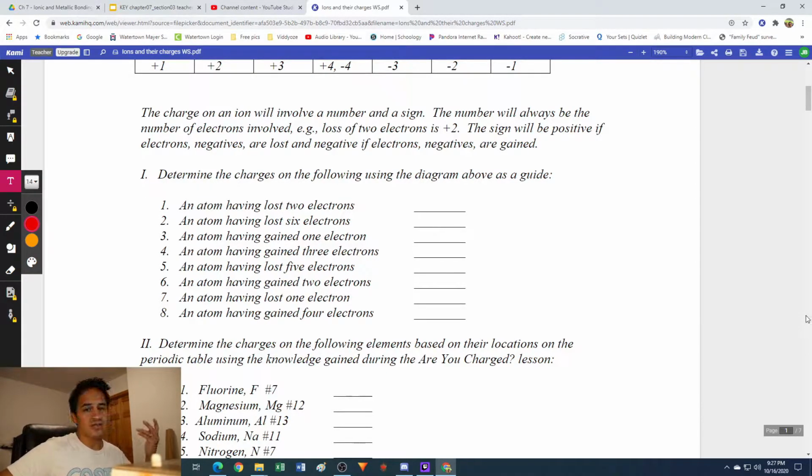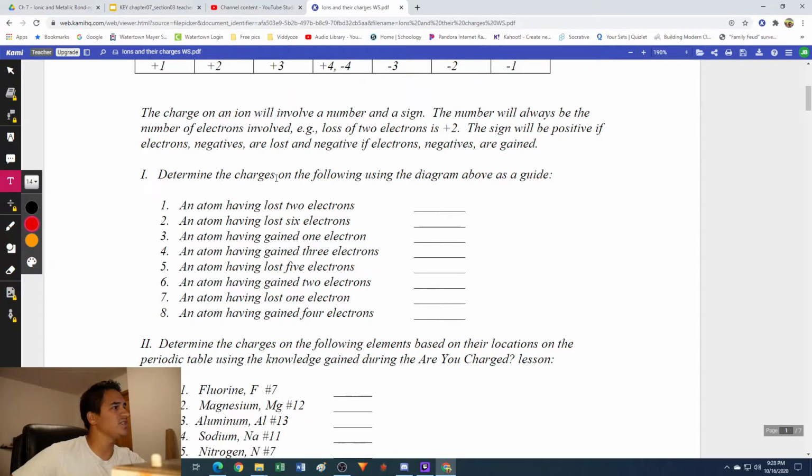So let's just take a look right at the beginning. It says the charge on an ion will involve a number and a sign. The number will always be the number of electrons involved. So loss of 2 electrons is positive 2. The sign will be positive if electrons, which are negatives, are lost, and negative if electrons or negatives are gained.